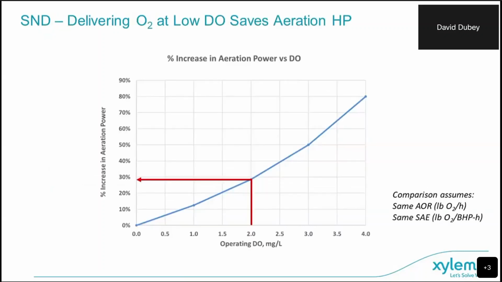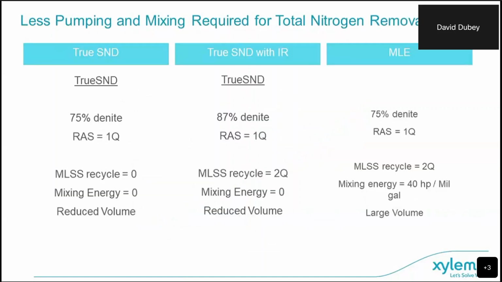And this shows just how the chart changes depending on what your operating DO is. So if we're operating at 0 instead of 2, typically that's going to be close to 30% savings. This obviously depends on the saturation value for the temperature you're operating at. So another benefit is there's less pumping and mixing required for total nitrogen removal.